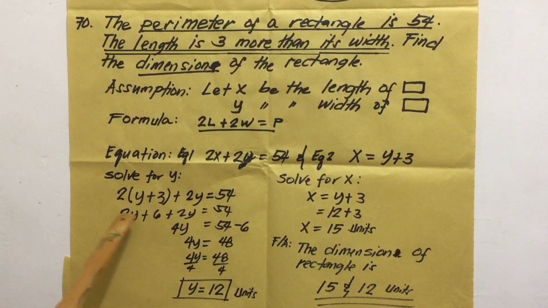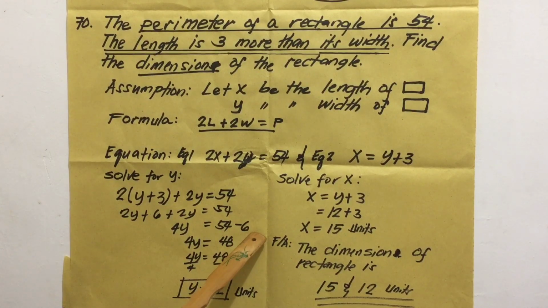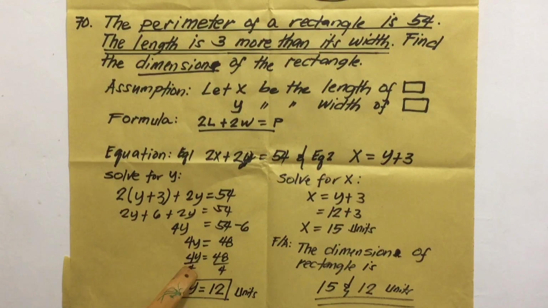Then combine like terms, 2y plus 2y equals 4y, and copy 54 here, and we are going to transpose the positive 6 going to the right. It becomes negative 6. Then 54 minus 6 equals 48. Then just bring down the 4y. Then 4y equals 48, divided by 4 on both sides, because our purpose is to eliminate the numerical coefficient of y. So y now is 48 divided by 4 equals 12. So 12 units for the value of y.